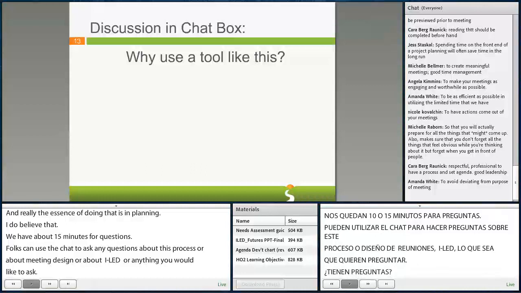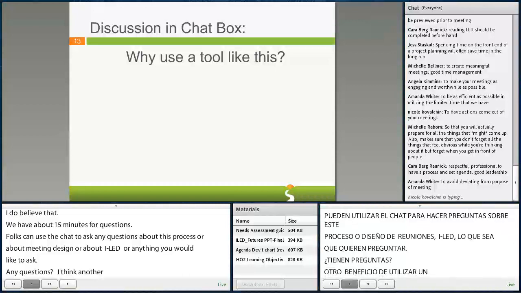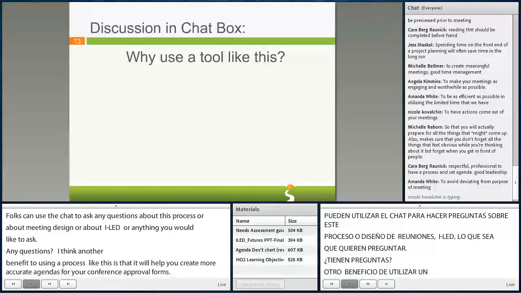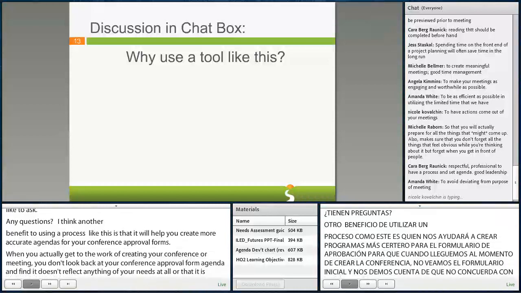I think another benefit to using a process like this is that it will help you create more accurate agendas for your conference approval forms, so that when you actually get to the work of creating your conference or your meeting, you don't look back at your conference approval form agenda and find that it doesn't reflect anything of your needs at all, or that it's substantively at odds with what you're actually planning to do in a way that might raise red flags for you with your funder or with our funder. So I think it is helpful, especially for that process.